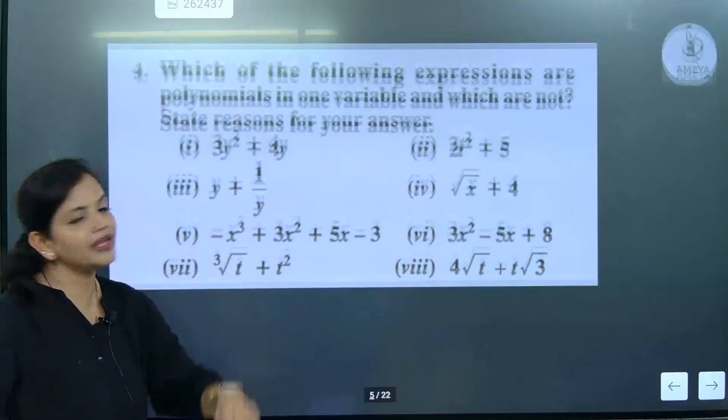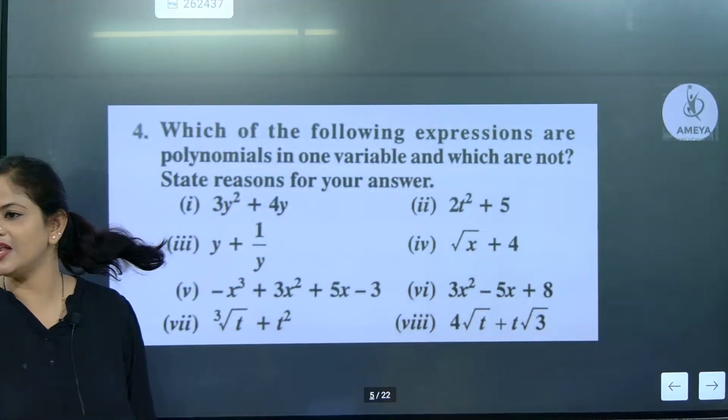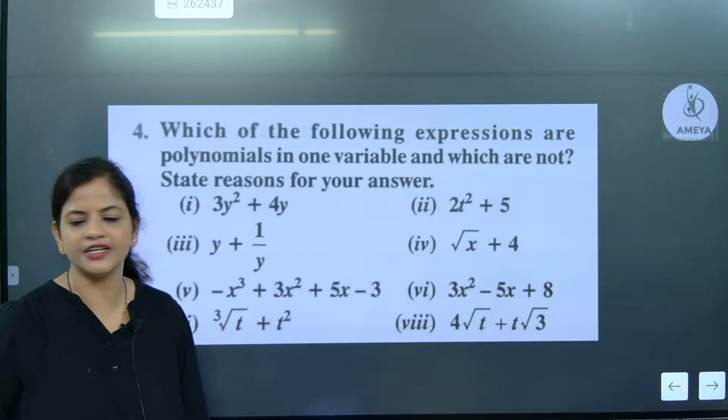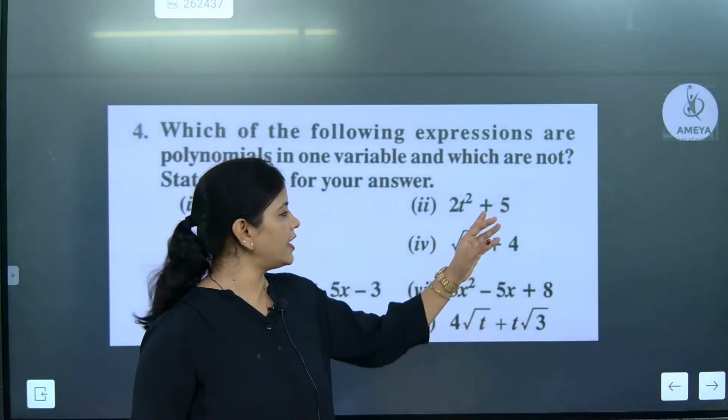Here the variable is y. Here the variable is y. Here the variable is x. Here the variable is t. Here, here, here, the variable is t.